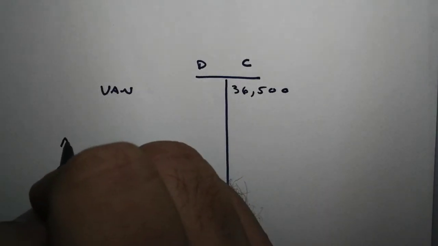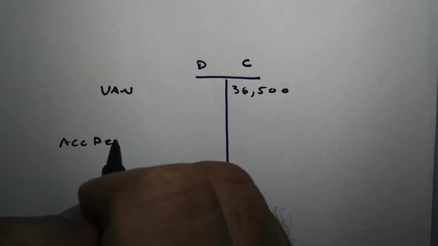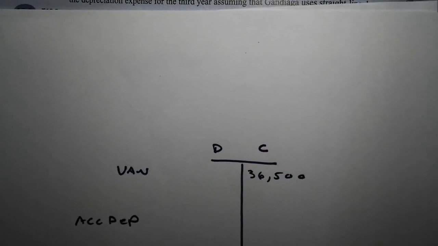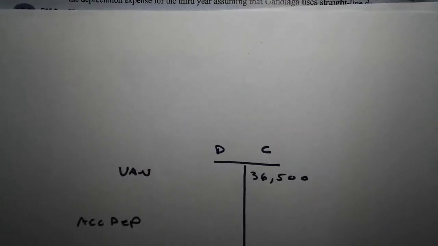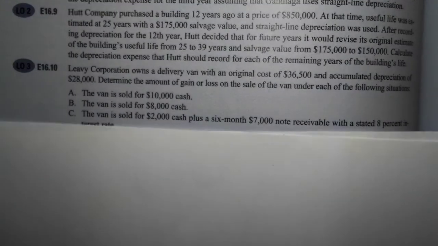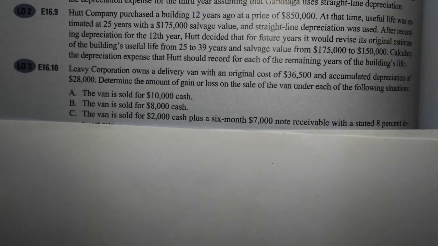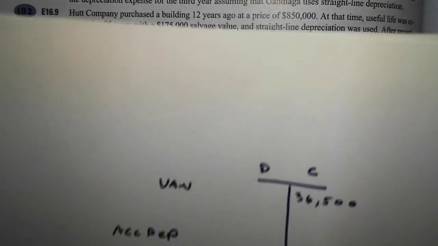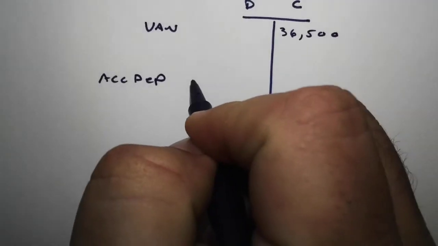And then we're going to go right to the accumulated depreciation for the van. You want to make sure that the accumulated depreciation is given up to that point at the time of sale. And this says at the time of the sale that the accumulated depreciation was $28,000. So we're just going to assume that accumulated depreciation was $28,000.